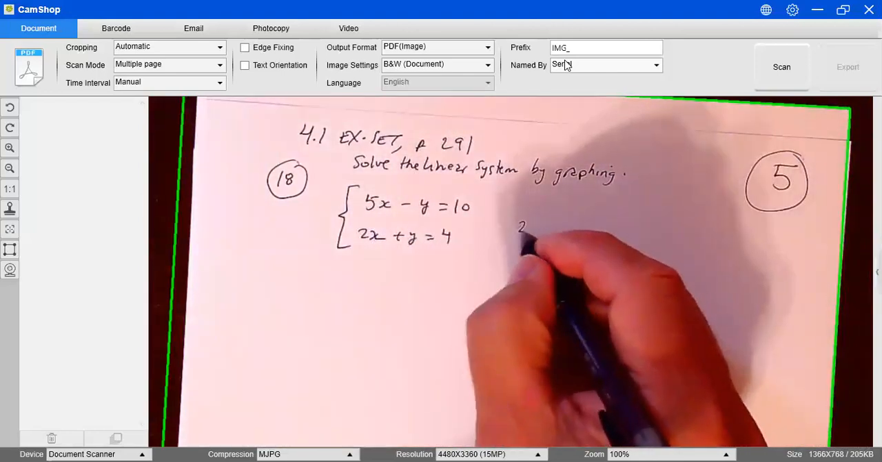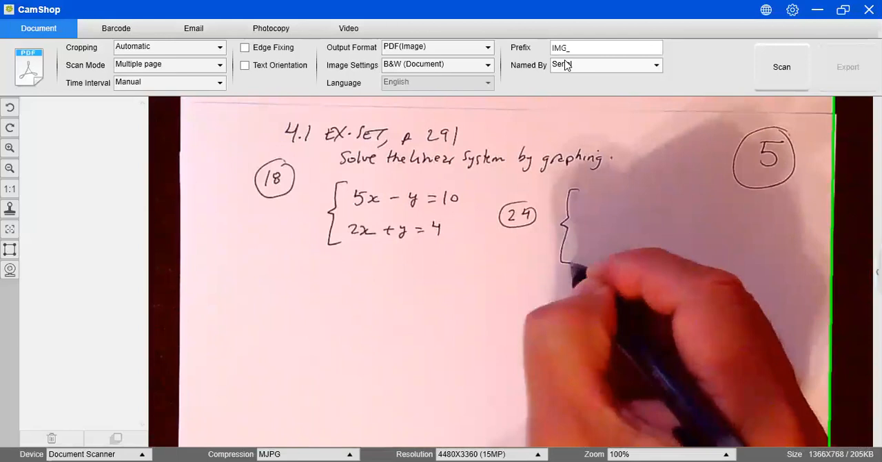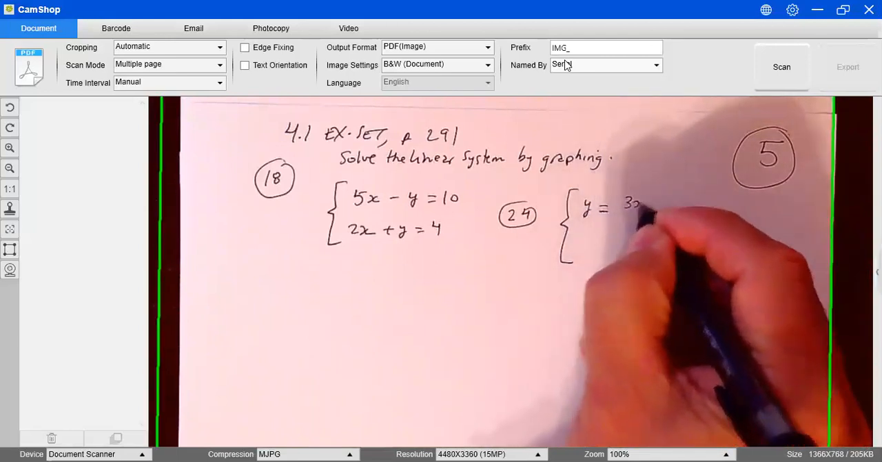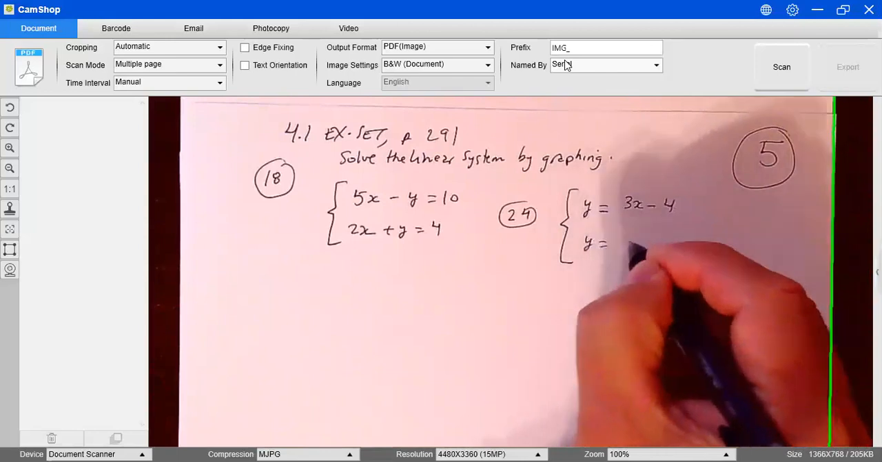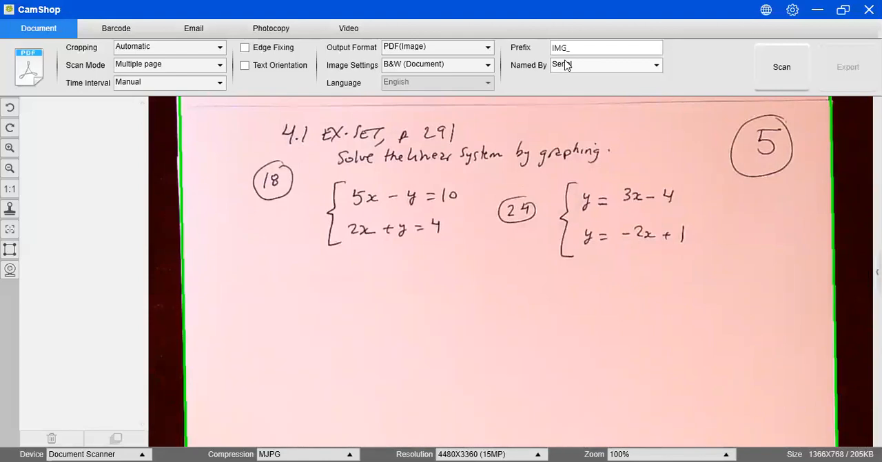And then the other system is problem 24. So now you have y equals 3x minus 4, y equals negative 2x plus 1. So you have the 2 cases that we cover. So you're gonna use, in the first case, intercepts. In the second case, you're gonna use the y-intercept as the starting point and the slope to find the other points. So take some time to solve this problem, like maybe 15 minutes, and then we're gonna continue with the first analytical method.